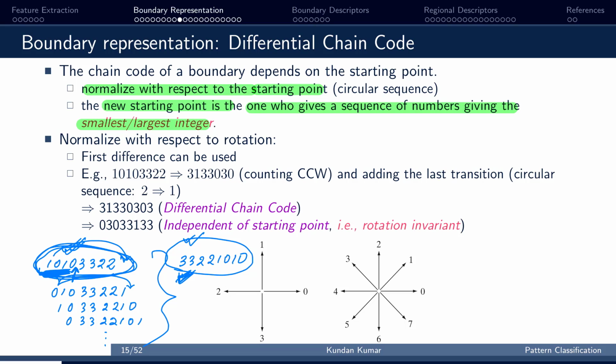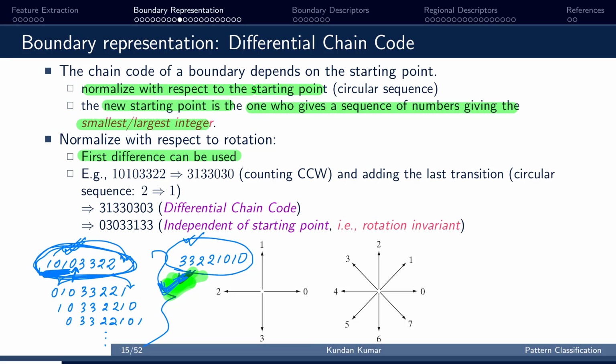We should also consider the first difference of the Chain code to normalize it with respect to rotation. This makes it independent of the initial point. But this will not make it completely rotation invariant. So to make it rotation invariant, we have to consider the first differential Chain code.